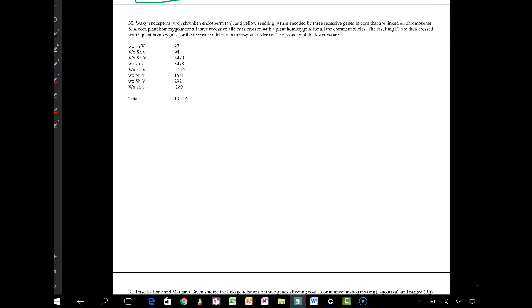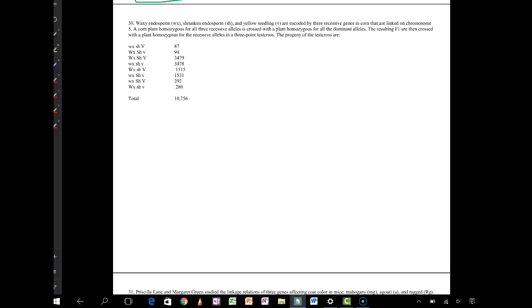And we just have to go through the process that we've gone through before. And there's no substitute for practice here. So what do we got here? We got waxy, shrunken, and yellow. Why a yellow is a V, I don't know. But we got waxy, shrunken, and yellow.